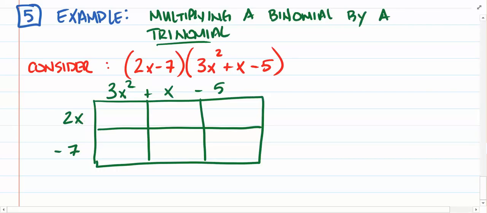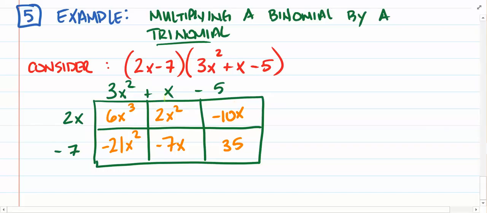So here we go, let's fill this in. 3x squared times 2x gives me a 6x to the third. 2x times x is 2x squared. 2x times negative 5 is negative 10x. 3x squared times negative 7 is negative 21x squareds. Negative 7 times x is negative 7x. And then lastly, negative 7 times a negative 5 is a positive 35.